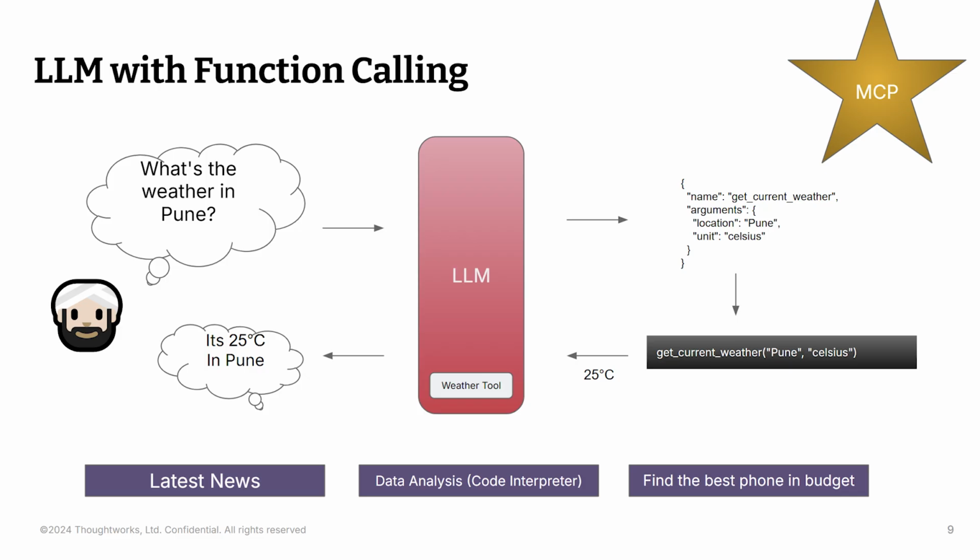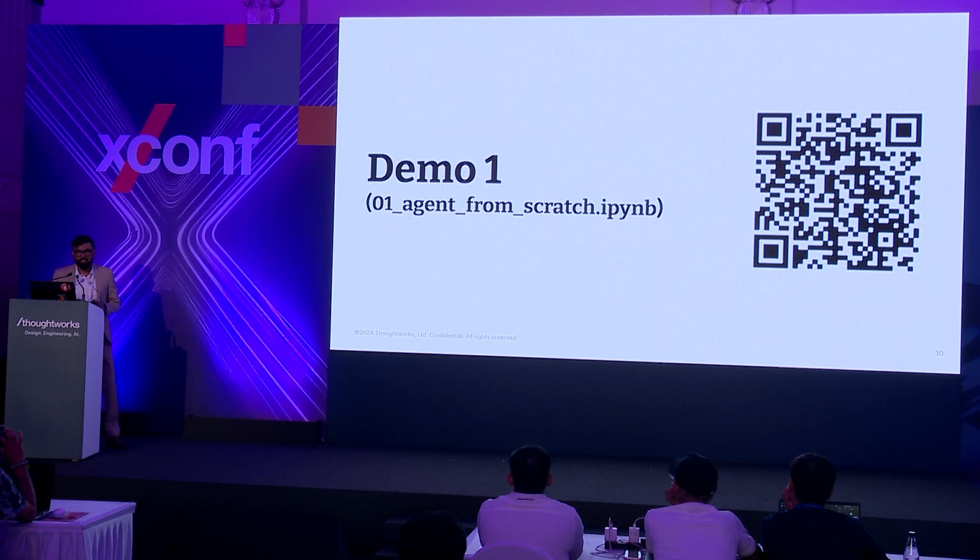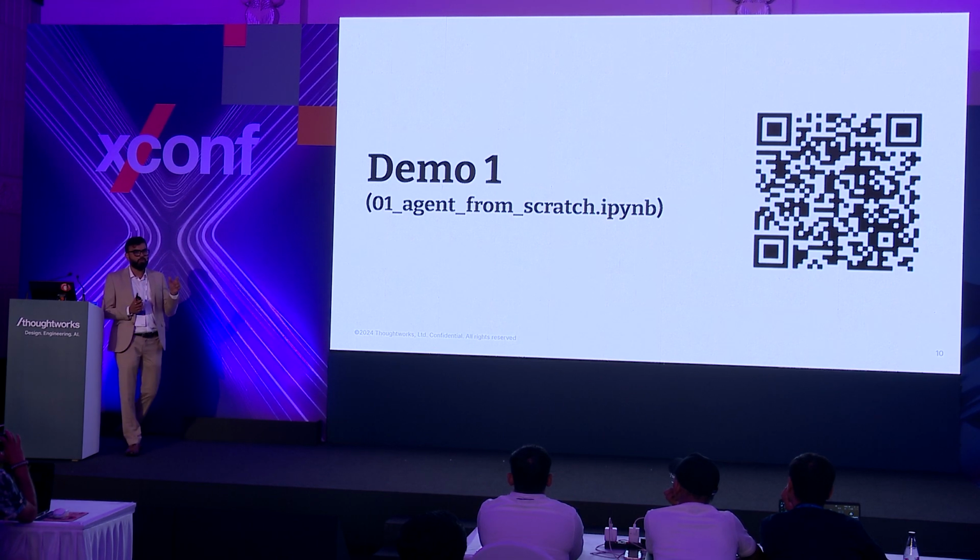So now you can use the same thing to get the latest news, right? You can use the same thing for data analysis. You could use the same thing for, I don't know, finding the best phone in the budget, right? So you could do this. So maybe if you go back, start with these simpler applications. Go and build this. I think we'll also show you hands-on right now on how to do it. So with this, we'll jump into the first notebook.